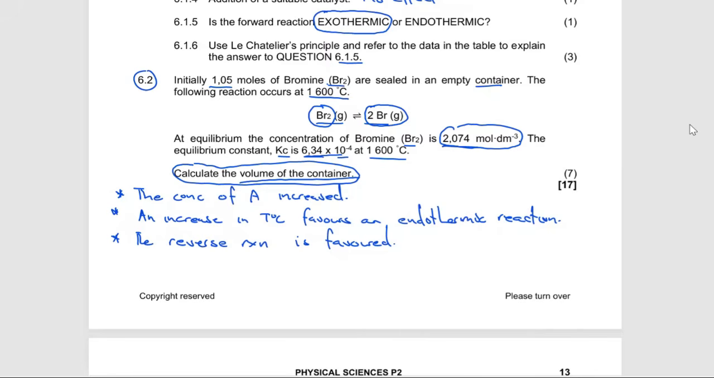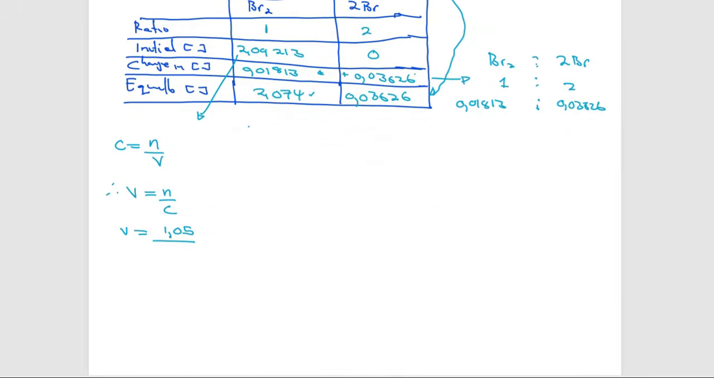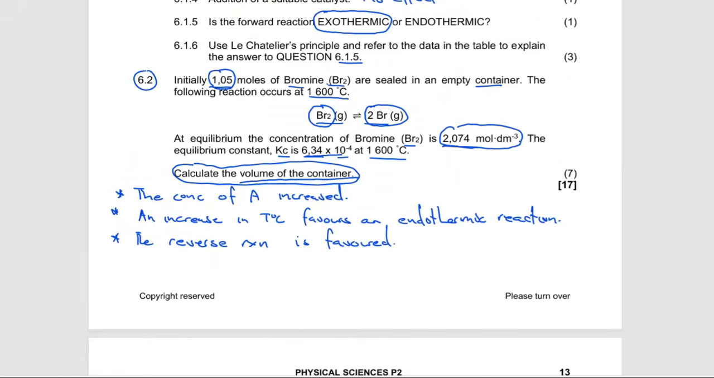It is going to be 1.05. So these are the initial moles of bromine there. So I'm going to take those number of moles as 1.05, then all over the concentration, right? The concentration that I'm going to use there is the change in initial concentration, which is 2.09, then 2.13, right? So if we do our math there, we're going to get a value of 0.050, and the units of measurement there is going to be in dm cubed. So that's how we attempt that question, which is our 6.2, right?